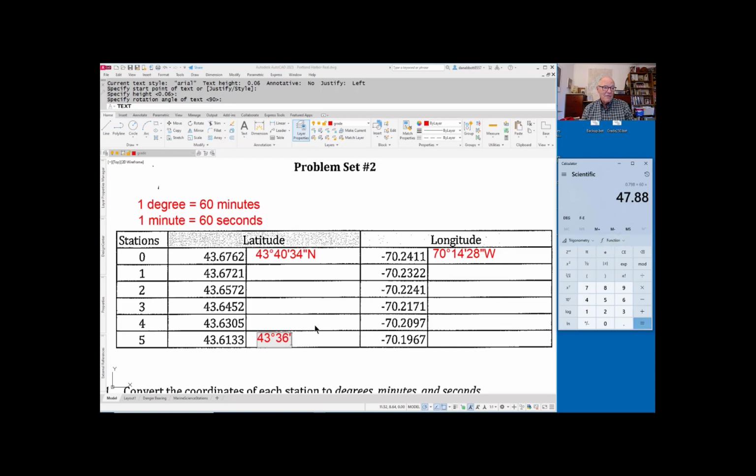47.88, we're going to round that up to 48, come back over here, that now becomes 48 seconds, and we're going to write that as 43 degrees, 36 minutes, 48 seconds north.